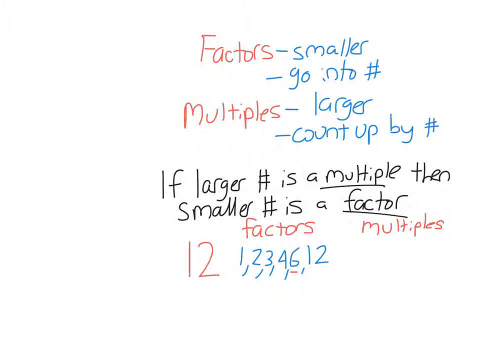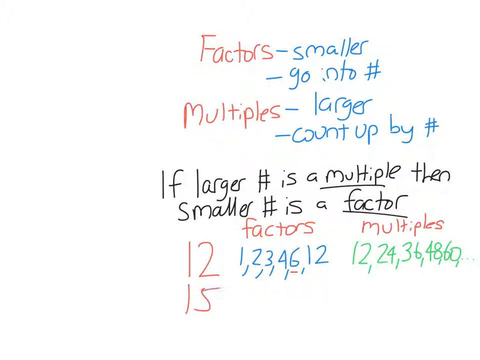I will never ask you for the multiples of 1, so never ever put 1 in your list of multiples. The first multiple of 12 is 12, so we count up by 12. So 12, 24, 36, 48, 60, and so on. It goes on forever. Okay, now let's look at the number, say 15.